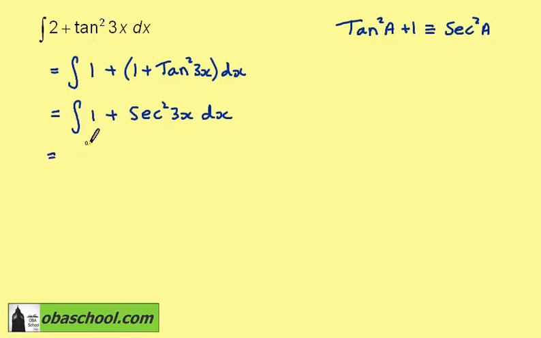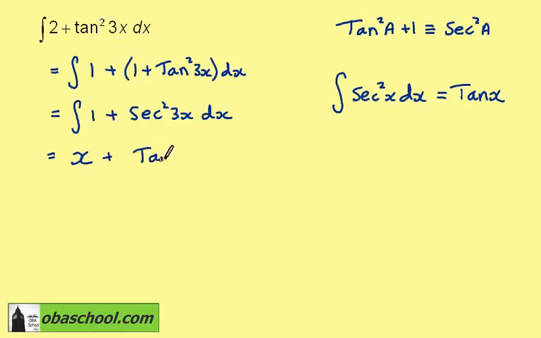This is equal to integrate 1 and we get x. If we integrate sec squared, we know that we get tan. This is a standard integral. So here we're going to have tan 3x.